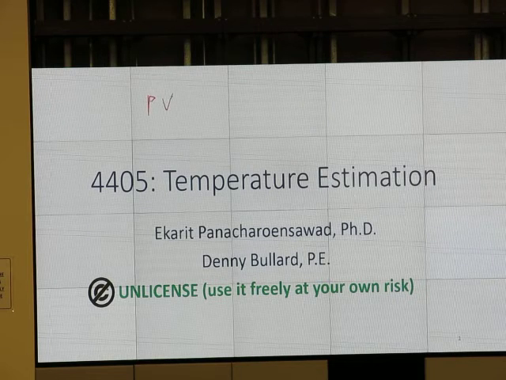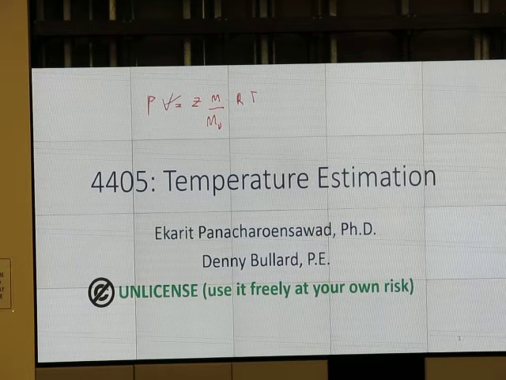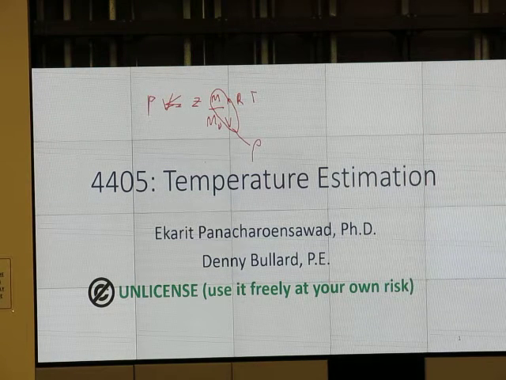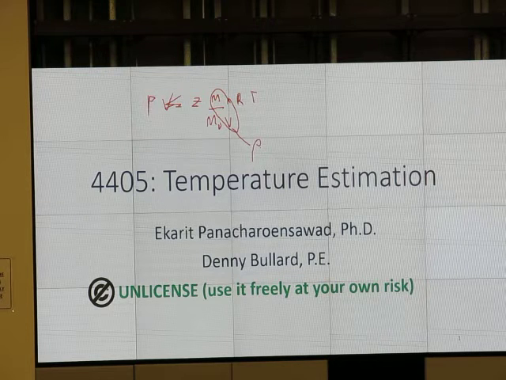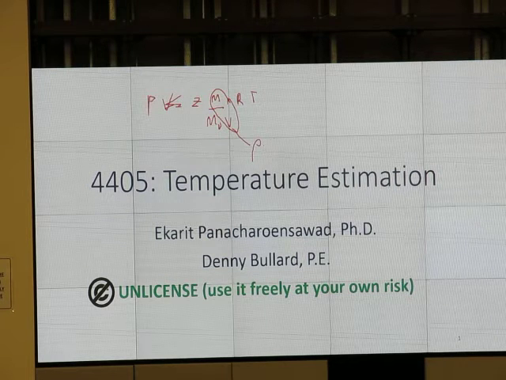PV equals ZnRT. n is mass divided by molecular weight. R and T. So move V over there. M over V becomes rho. Okay, and you do some math. You can calculate density at that point. Mass flow rate divided by density at that point will give you volumetric flow rate at that point. It may not be in the exam, don't worry about it too much, but if it is, it can be 20, 30 points, okay? If it is. Alright, temperature estimation.